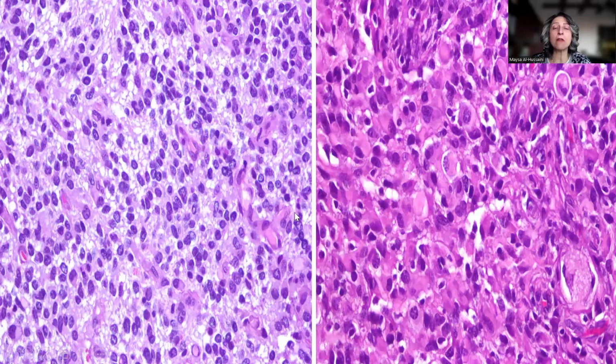And again here, another focus from the tumor showing or contrasting both components. One that is a small round blue cell, showing here more neuropil in the background, very much reminiscent of a neuroblastoma that we see peripherally, and here cells with abundant acidophilic cytoplasm.